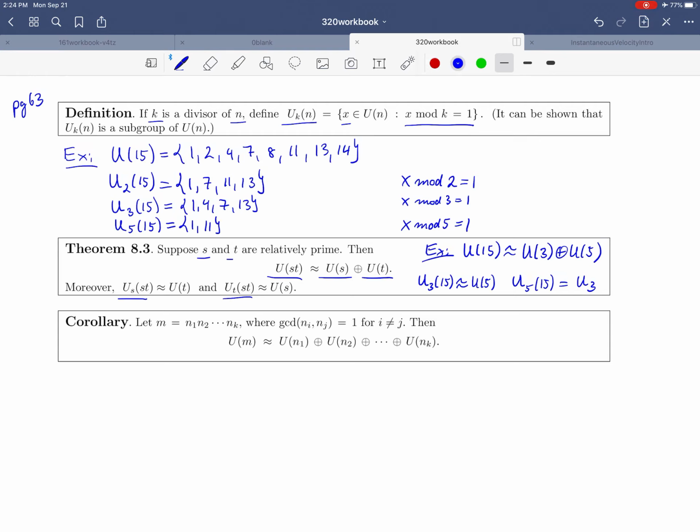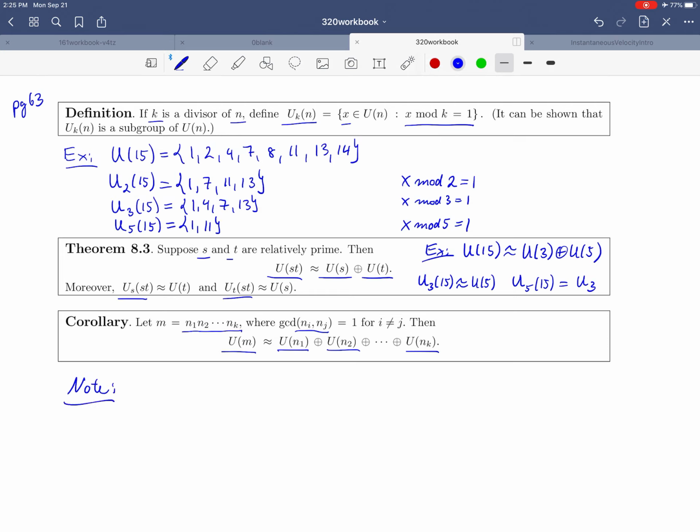And then we also have a corollary that generalizes this to more than just two groups. If we have m equal to n1 all the way through nk, where the n's are pairwise relatively prime, then we get the isomorphism between U of m and the external direct product of all the smaller groups: U of n1 plus U of n2 and so on through U of nk.